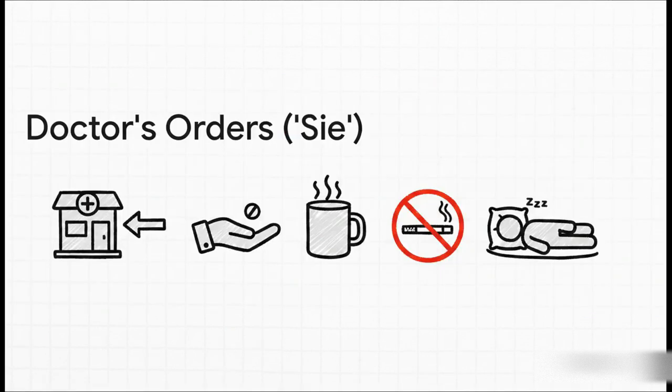And once you know this formal pattern, you'll start hearing it everywhere from the doctor. Gehen Sie, go. Nehmen Sie, take. Trinken Sie, drink. It even works for things you shouldn't do. Rauchen Sie nicht means don't smoke. See the pattern? It's always the verb, then Sie. So consistent and really easy to spot once you know what you're looking for.